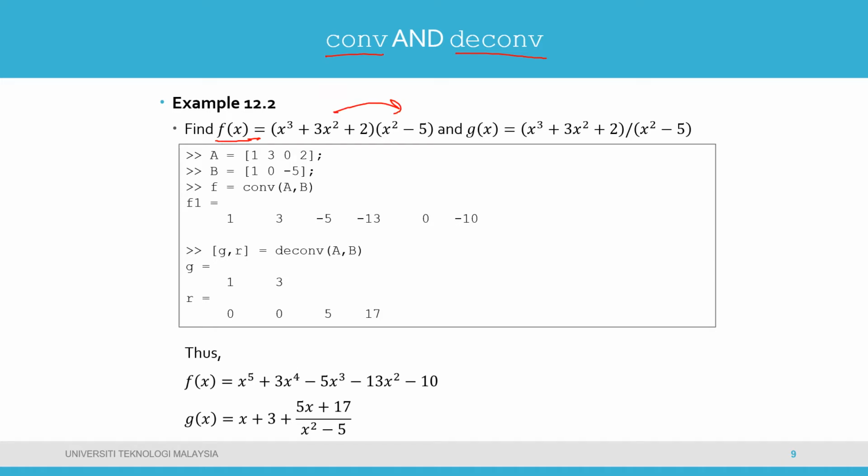So if you want to do this manually, you have to multiply all of this with this one first, and then plus multiply all of this with this one. So it is difficult, but if you use MATLAB conv, okay, conv with this, it is just multiplication of polynomial. So automatically you will get the answer here.